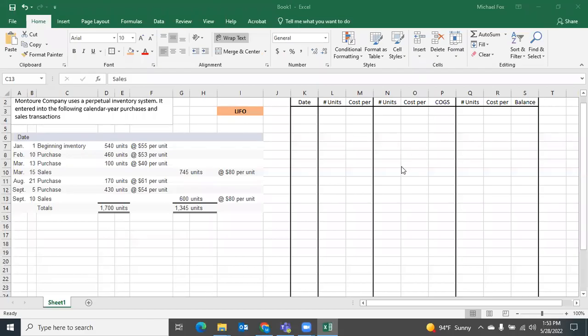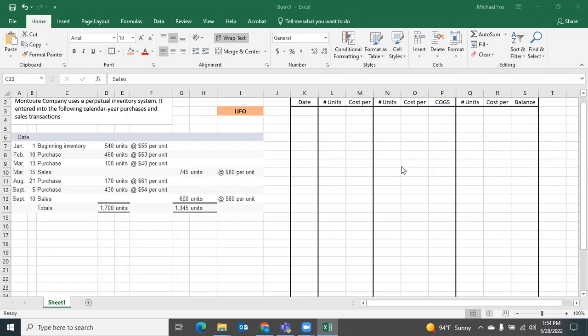Okay, let's take a look at how we would do a perpetual inventory record for last in, first out. Remember, with last in, first out, we're assuming that when we sell something, we're selling the most recently purchased or the last items that came into our inventory. Again, people find this weird because they wonder why you would do that.